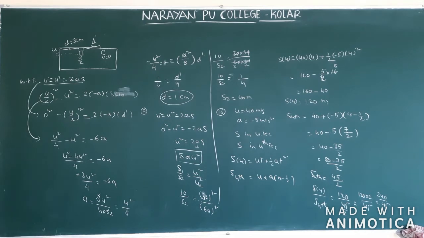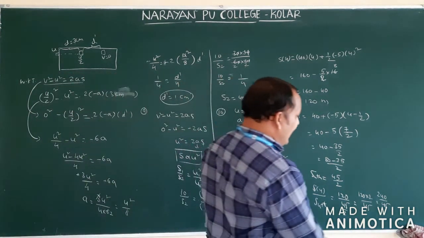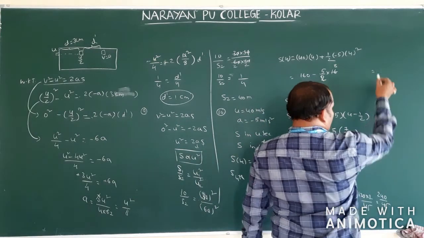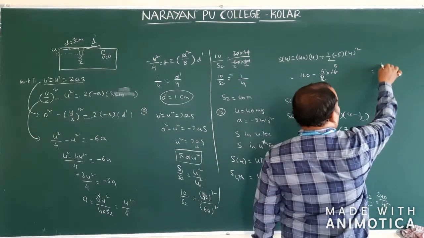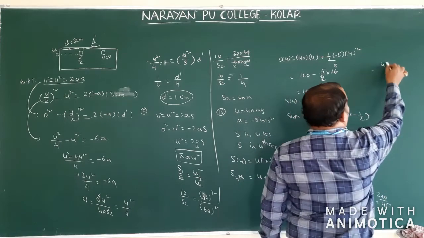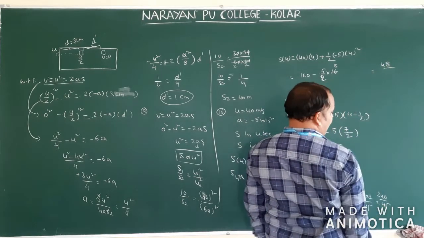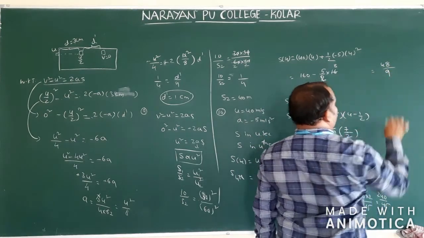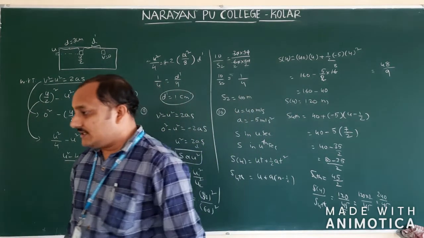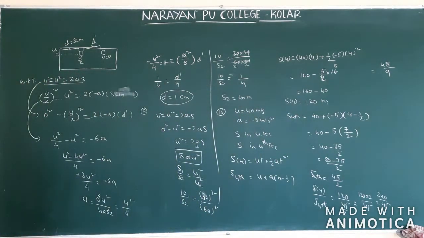Option is not there. 240 by 45. Still we can cancel. So 5 will be cancelled in this. So 5 will be cancelled. 4 5 28. So 5 will be cancelled. So 9. So 48 by 9. That is there. 48 by 9. Option 3. Okay.